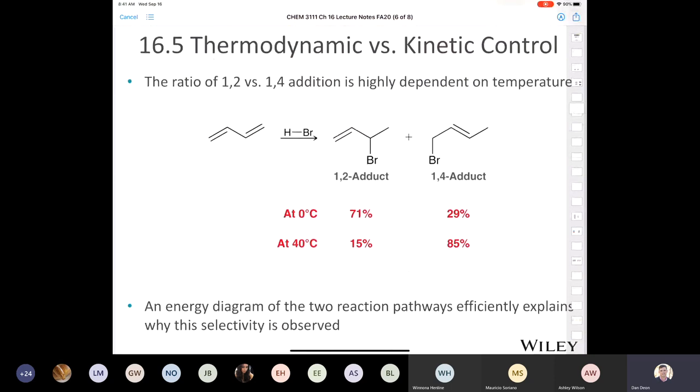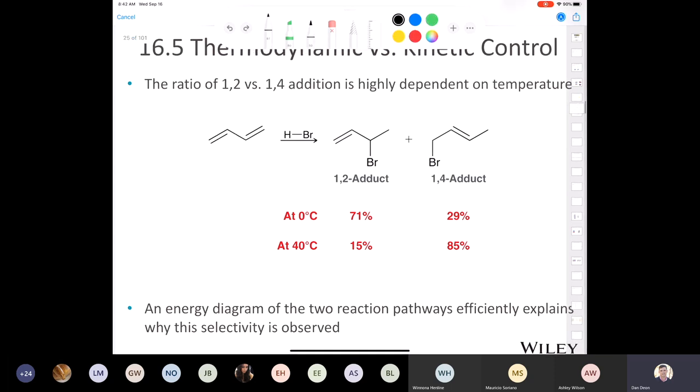And there is a way to favor the 1-2 or the 1-4 adduct. It says here that the ratio of these two adducts is highly dependent on the temperature at which the reaction is run. If you take 1,3-butadiene, that's this molecule right here, and you treat it with HBr at 0 degrees Celsius, you mostly get the 1-2 adduct. And if you run the reaction at 40 degrees Celsius, you mostly get the 1-4. It's not 100% of either, but it's a lot better than a 50-50 mixture.